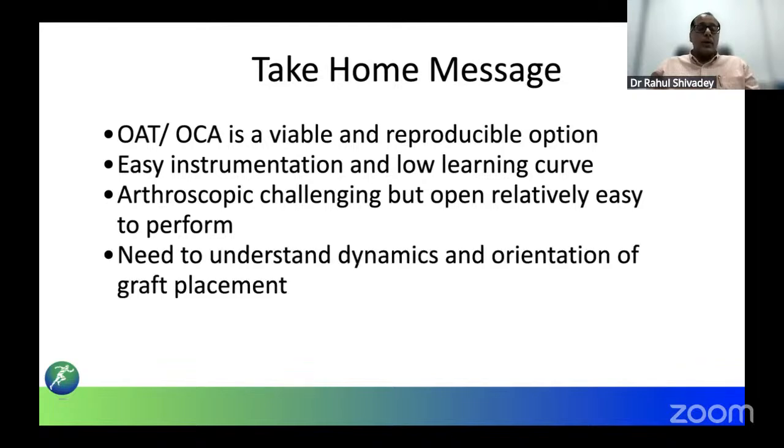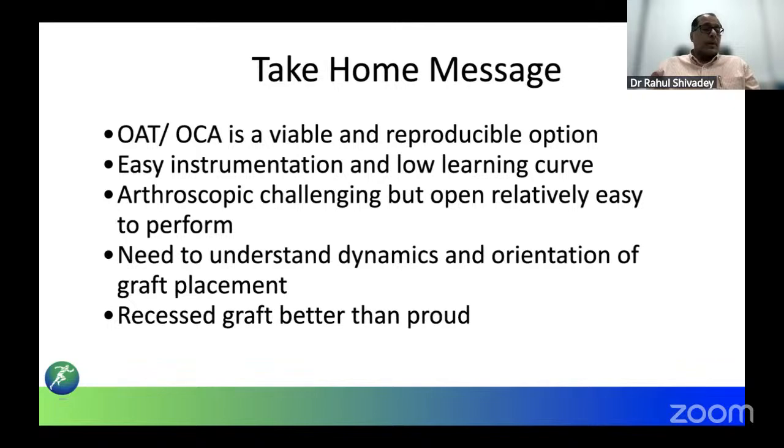We always need to understand the dynamics and the orientation of the port placement, as well as the placement of the graft. That is the key to your success. It is not about an open or a closed procedure. And again, a graft recessed by 1 millimeter is always better than a proud graft. So you need to measure your notches exactly, and you need to have a 360-degree view of your graft as you are putting it in, to understand that there is no mismatch.